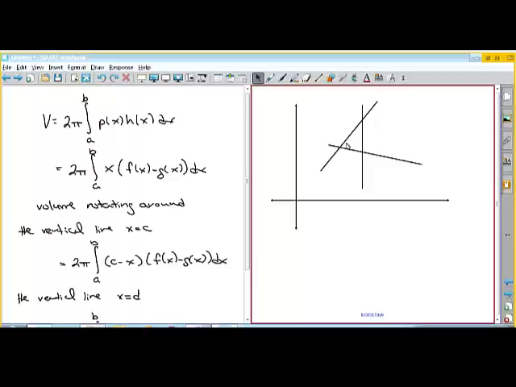Okay, let me see if there's anything else I want to tell you. And the key thing is to be able to understand the problems I gave you for homework. So there'll be a shell method, there'll be a disk method, there'll be a washer method, there'll be a case where the axis of rotation is something other than either the x or the y-axis.